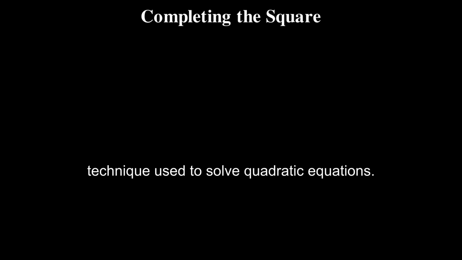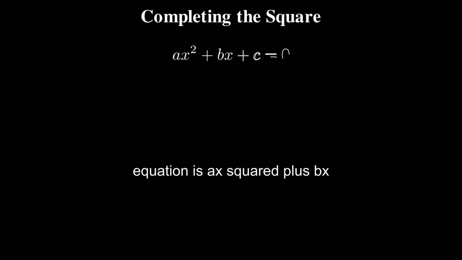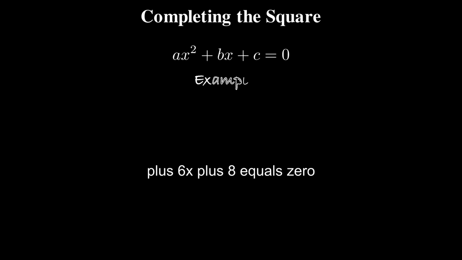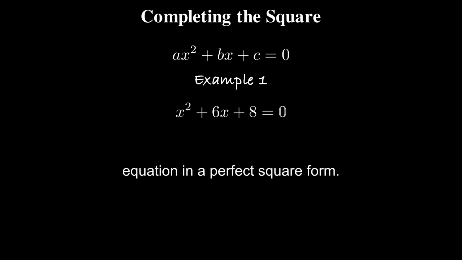Welcome to completing the square, a technique used to solve quadratic equations. The standard form of a quadratic equation is x squared plus bx plus c equals 0. Let's use the equation x squared plus 6x plus 8 equals 0 as our first example. Our goal is to rewrite this equation in a perfect square form.